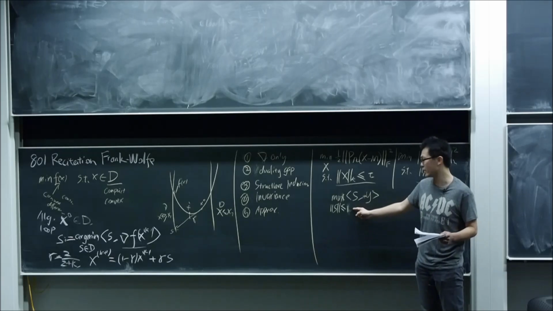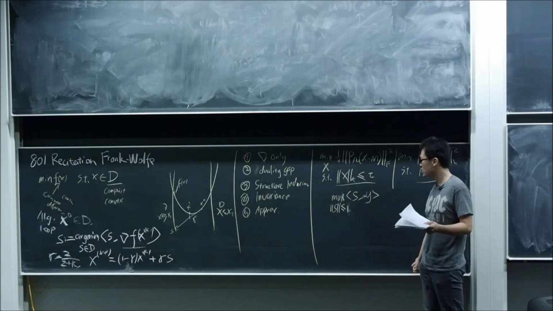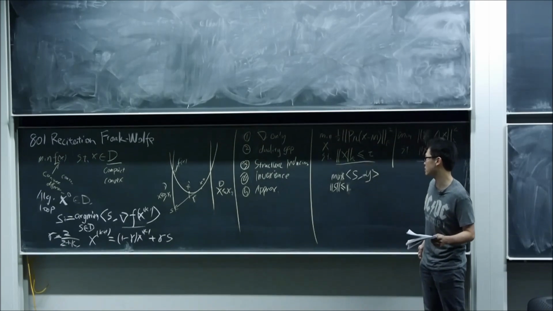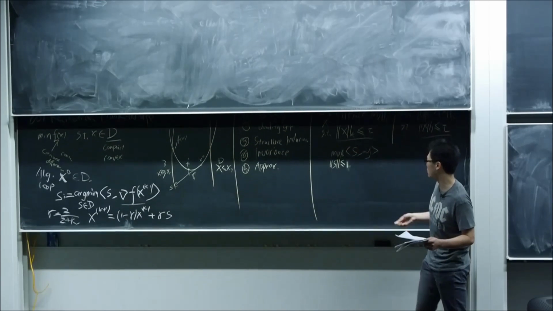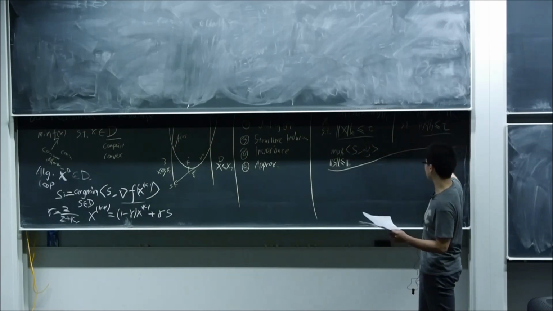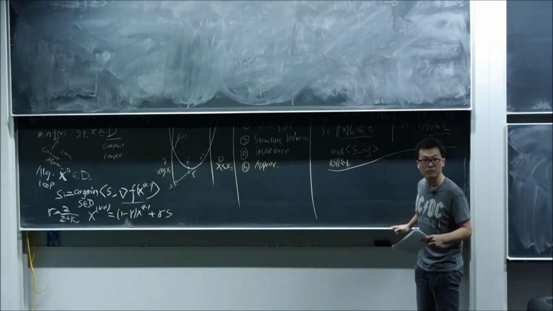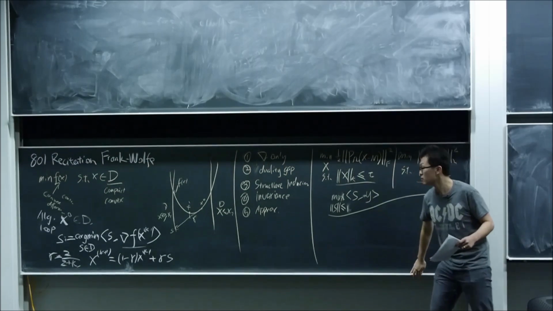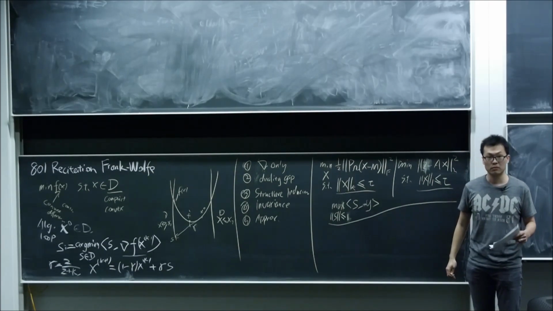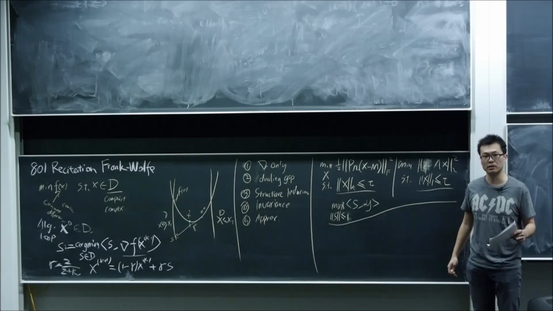You can always scale it because this is linear, so it doesn't matter, and it gives you precisely the dual norm. And another example, using the Lanczos algorithm.